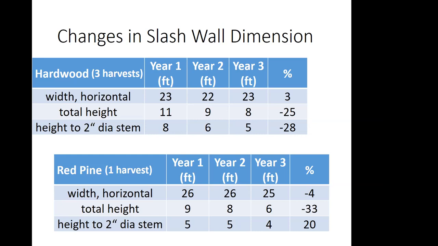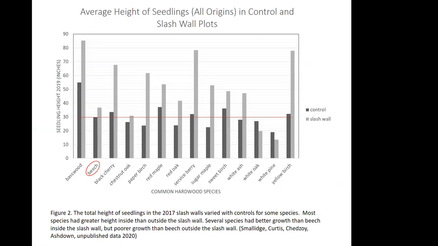And after 3 years, deer have started recognizing the opportunity within that slash wall. The final thing we were looking at was what happens to beech. Over this past summer, we were measuring the heights of a variety of different hardwoods inside the slash wall. We had control plots, exposed and inside the slash wall, as our treatments. You can see the beech on the left had average height at the end of 2019 of about 30 inches or 37 inches.